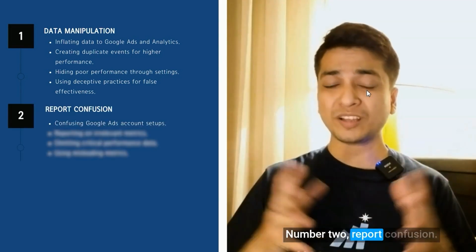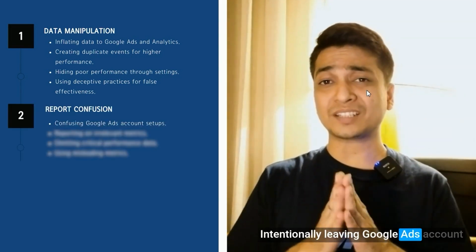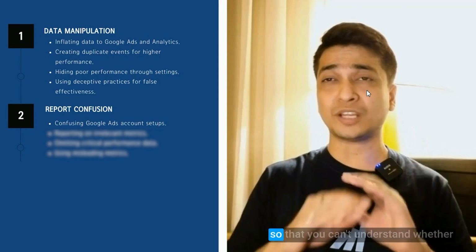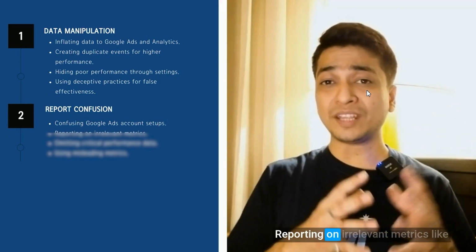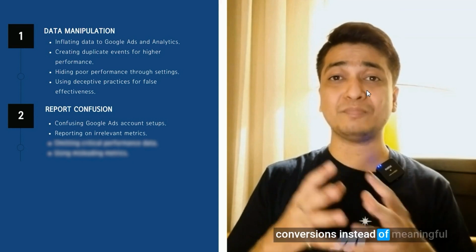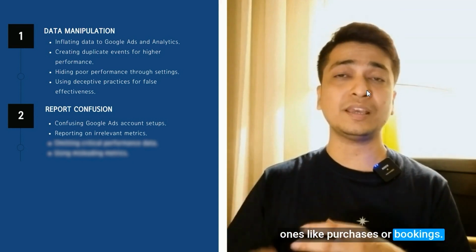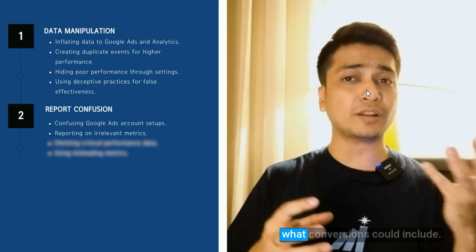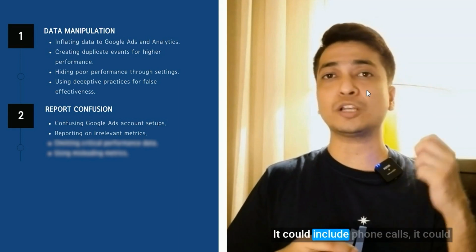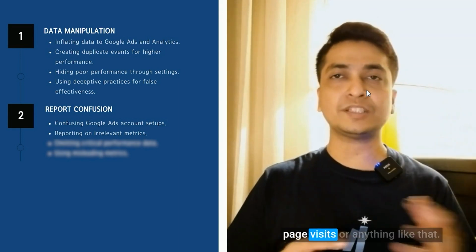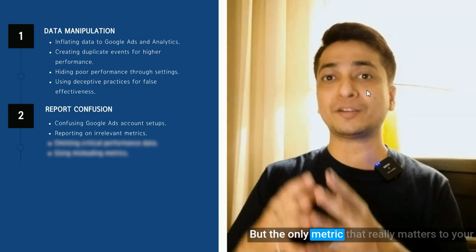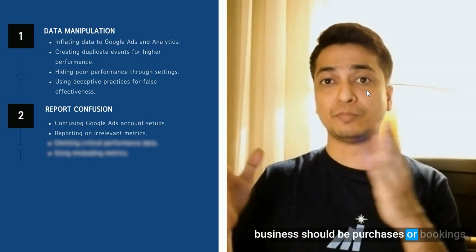Number 2. Report confusion. Intentionally leaving Google Ads account columns set up in a confusing state so that you can't understand whether your campaigns are performing or not. Reporting on irrelevant metrics like conversions instead of meaningful ones like purchases or bookings. In the previous video, I covered what conversions could include. It could include phone calls, store visits, page visits or anything like that. But the only metric that really matters to your business should be purchases or bookings.